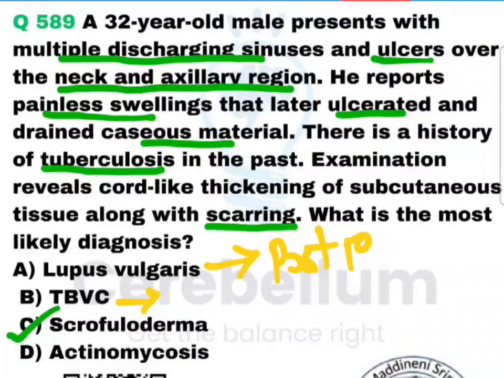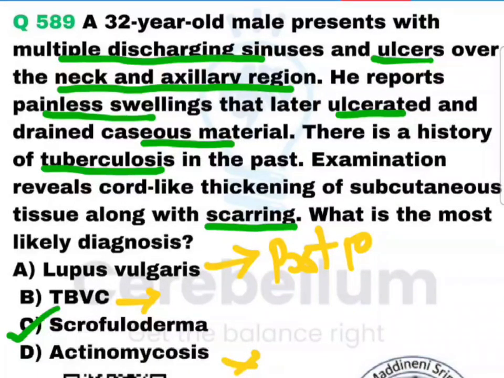TBVC, tuberculosis verrucosa cutis: warty lesions will be present over the skin and there will not be any discharging sinuses. Actinomycosis is a bacterial infection which can cause multiple sinuses with sulfur granules. But the history of tuberculosis does not make any sense for actinomycosis.